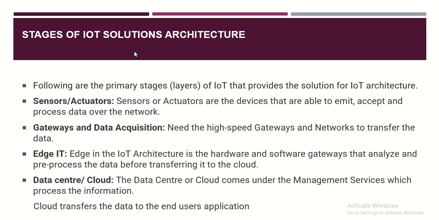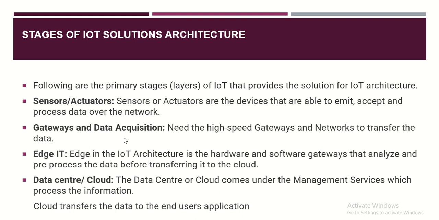Now when we talk about the architecture, the first thing is sensors and actuators. Sensors basically sense the data, like a pressure sensor, gas sensor. Actuators are actually providing the mechanical motion to the objects. Now, sensors and actuators are the devices that are able to emit, accept, and process the data over the network.